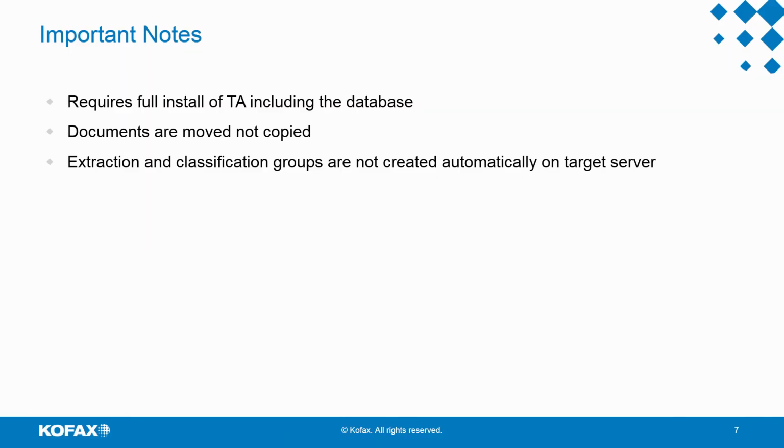To conclude this presentation, there's a few last important notes that I want to leave you with. At this point, we went through how to configure the link server. We went through what the link server is, and I just want to rehash a few last really important points. Number one is link server requires a full install of Total Agility, and that does include the database. The second thing is the documents are moved, not copied from the main server to the target server. And the final thing is the extraction of classification groups are also not automatically created on the target server. You either have to export those out from your current server or you have to manually create them on your target server.